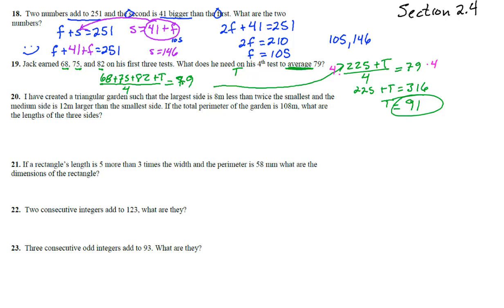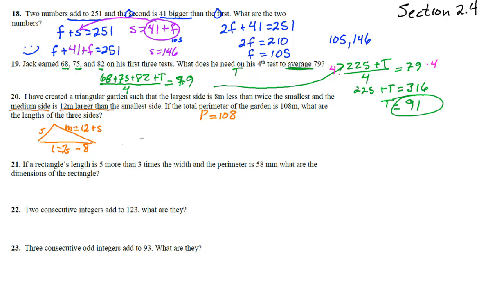All right, the next one. Number 20. I've created a triangular garden, so let's draw a triangle here. The largest side, we'll call it L, is 8 meters less than twice the smallest, S. The medium side is 12 larger than the smallest, so 12 bigger than that S. And we have the smallest side right over here. The total perimeter is 108. To get the perimeter, we take this plus this plus this.